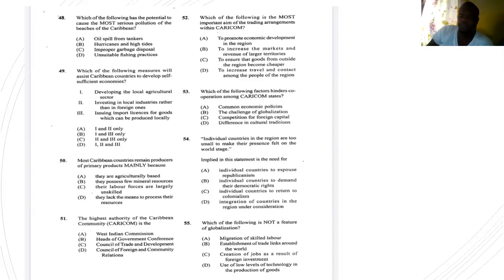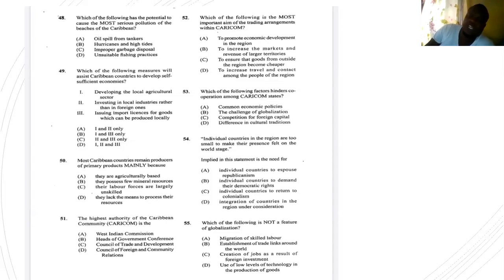Capish? 54. Individual countries in the region are too small to make their presence felt on the world stage, right? That's because of globalization. Implied in the statement is the need for A, individual countries to espouse republicanism, B, individual countries to demand their democratic rights, C, individual countries to return to colonialism, or D, integration of countries in the region under consideration.